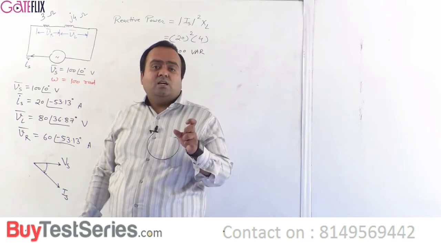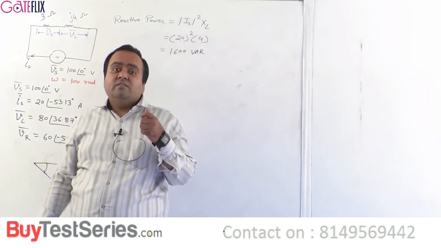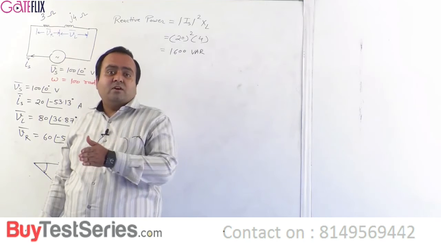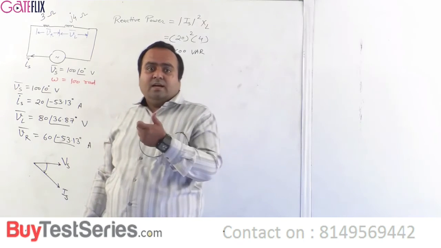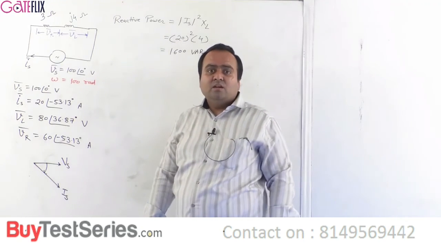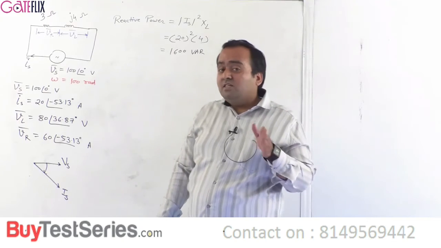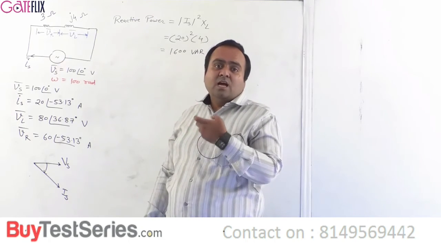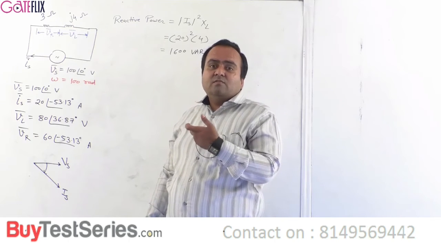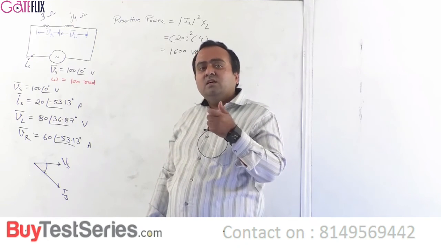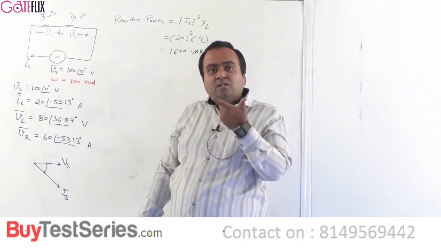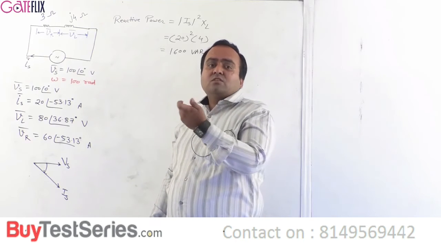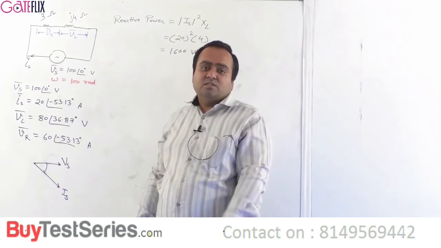A pure inductor or a pure capacitor will never absorb the real power or the active power. Active power is also called real power. Why? Because what was it? It was VI cos of the angle between voltage and current. The angle between voltage and current for an inductor and for a capacitor is always 90 degrees in magnitude. So V into I into cos of 90 degrees will anyway become 0.